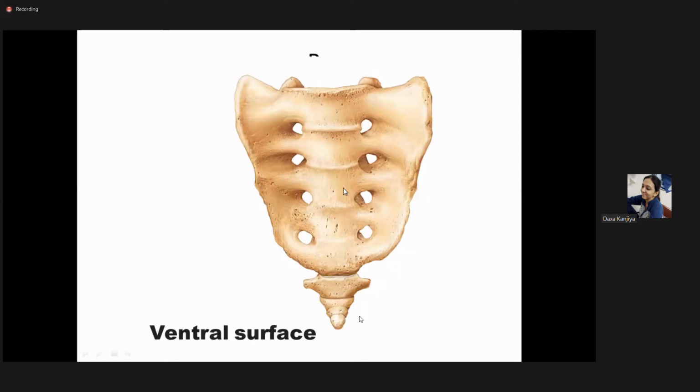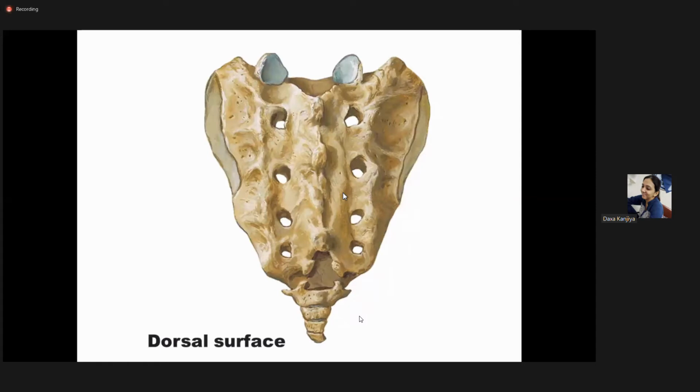Now, ventral surface, as compared to the dorsal surface, it is slightly concave anteriorly, and it is smooth. So this is the ventral surface. This is the dorsal surface. If you see, it is uneven or irregular and convex. So this is the dorsal surface.